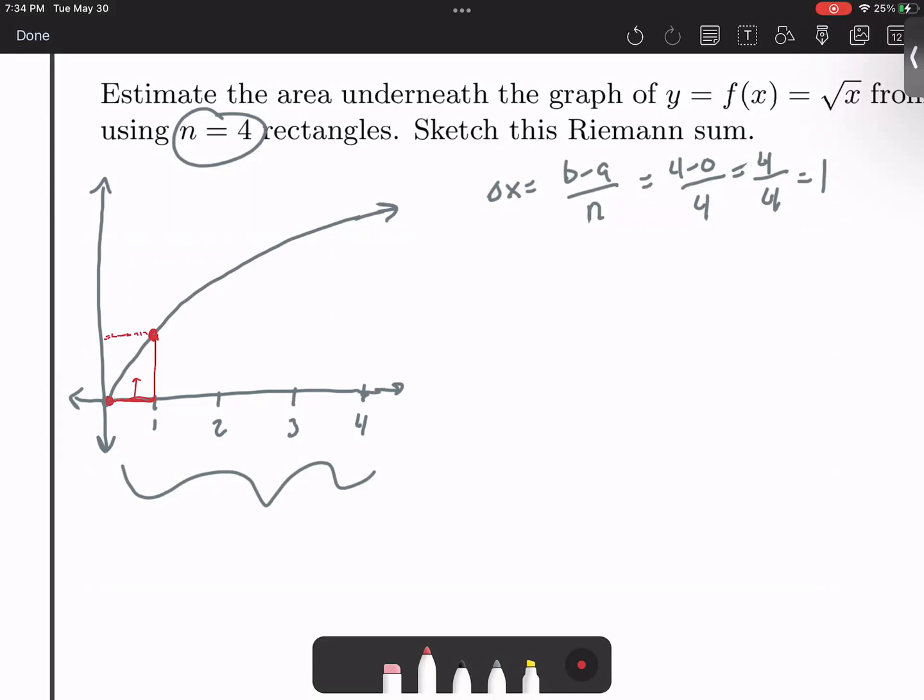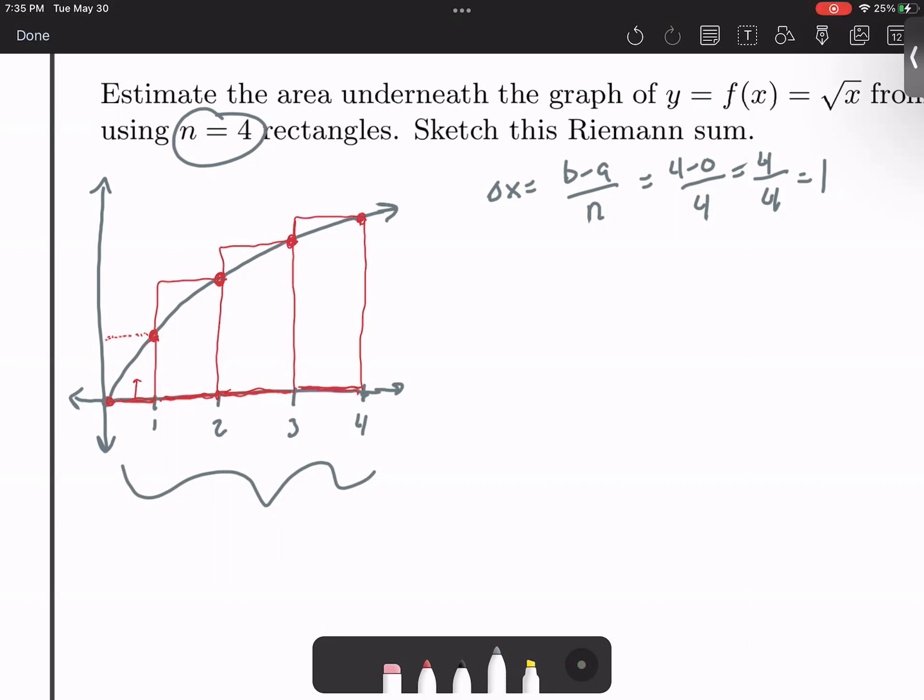All right, the next rectangle has a width of 1. So we're going to go from 1 to 2. And again, we're using a right-hand Riemann sum. So I take the right point and I use that function value for the height of my rectangle. Our third rectangle has a width of 1. It's a right-hand Riemann sum. And then finally, our fourth rectangle completes the interval and is another right-hand sum.